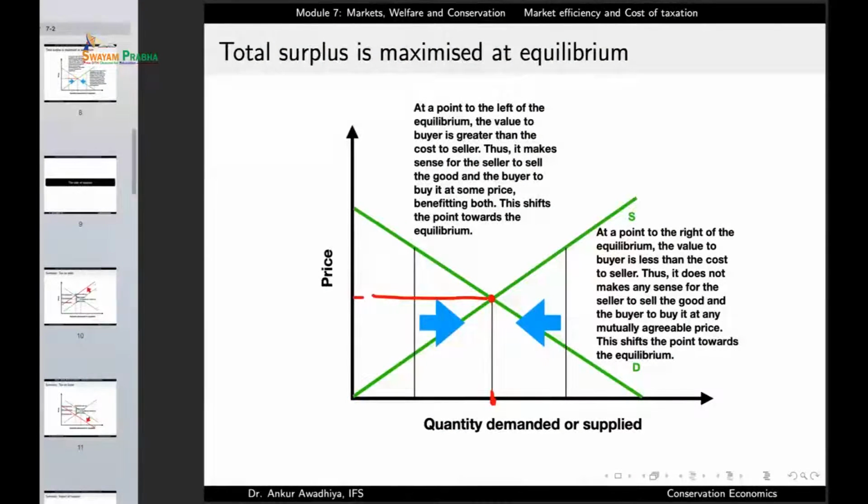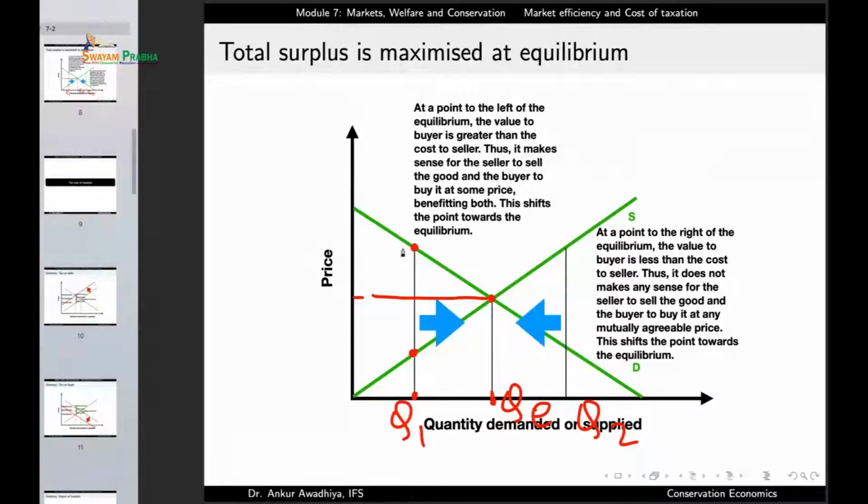So to prove that, let us look at points to the right and to the left of the equilibrium. Now, if we consider, say, a point here, this is our equilibrium quantity. This is a quantity that we are checking, and this is another quantity that we are checking, Q1 and Q2. Now, at point Q1, the seller is able to supply at this cost, and the value to the buyer is this much.